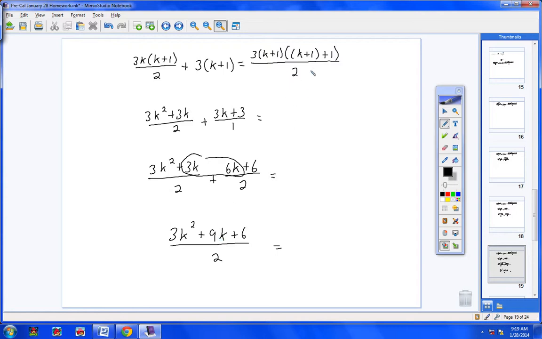Now let's work with the right side. I'm going to bring down my 3k plus 1, and I'm going to take this parentheses right here, and I'm going to realize that k plus 1 plus 1 is k plus 2.